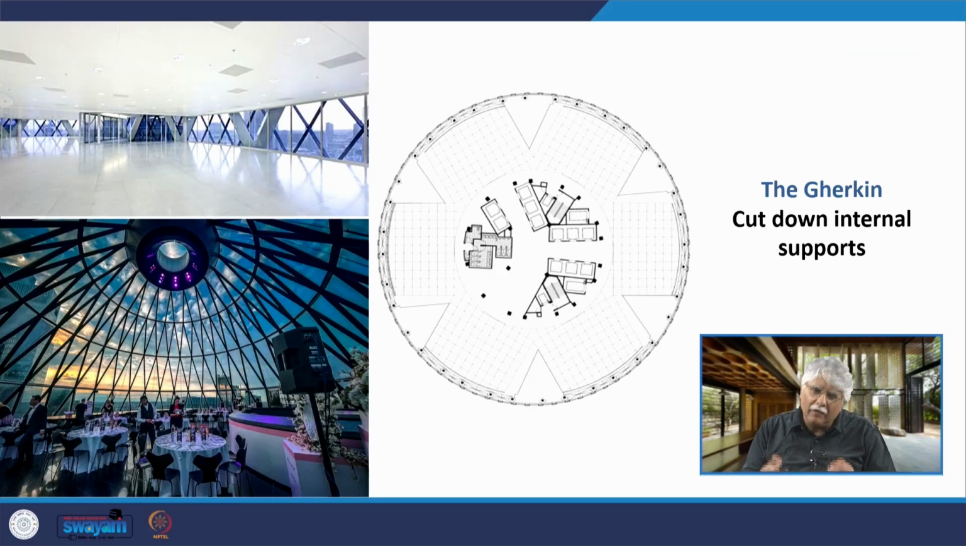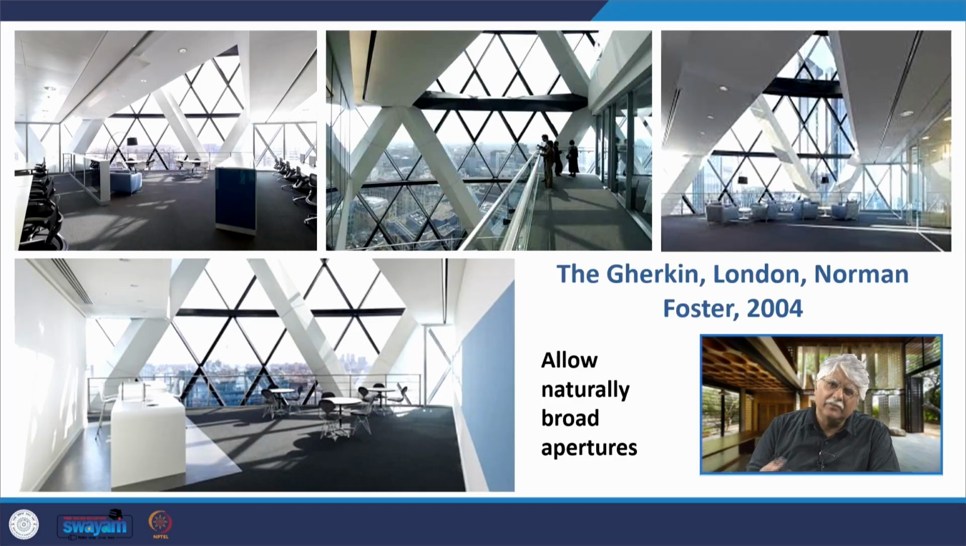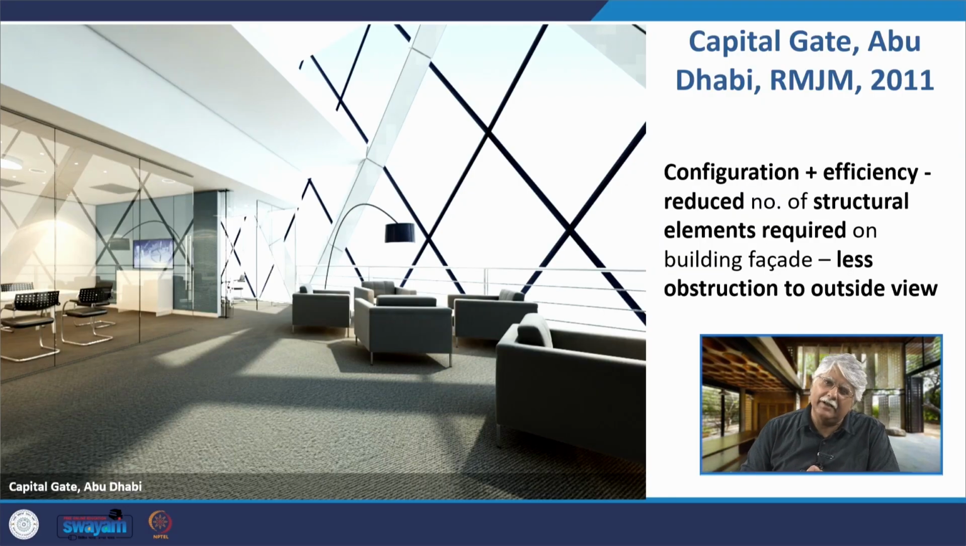Thus the Gherkin cut down on internal supports, as you can see in these images. As you can see in the top floor restaurant with the panoramic view that I talked about earlier, the Diagrid allowed for this column-free floor space in the Gherkin with fully glazed facade, which opens the building to light and views. This is how naturally broad apertures were there in the Gherkin. We talked about these informal spaces that came out in the Gherkin, and these were spaces that people could gather within the atrium spaces. And a similar thing happened in Capital Gate in Abu Dhabi.